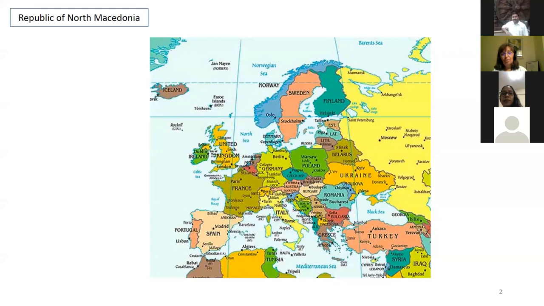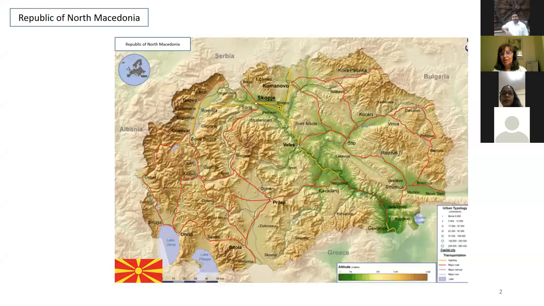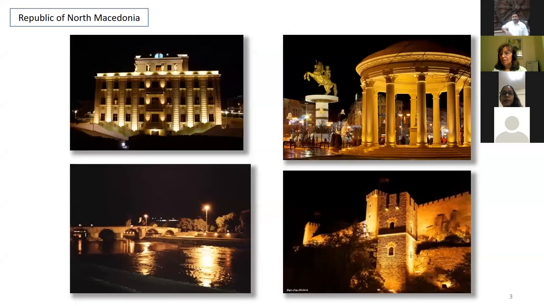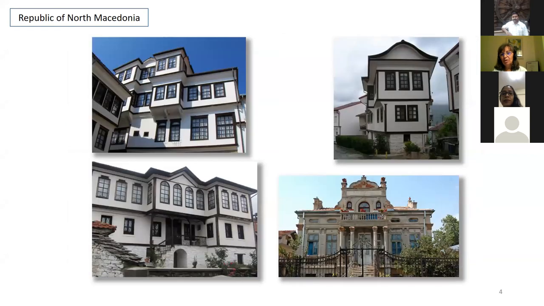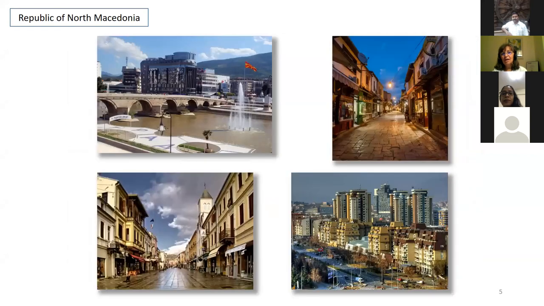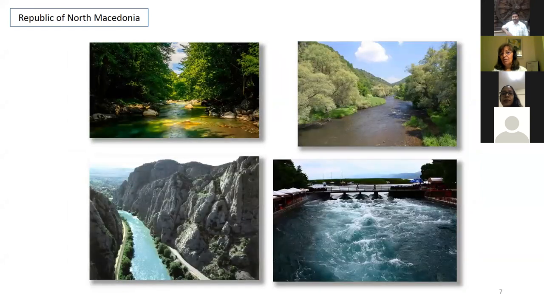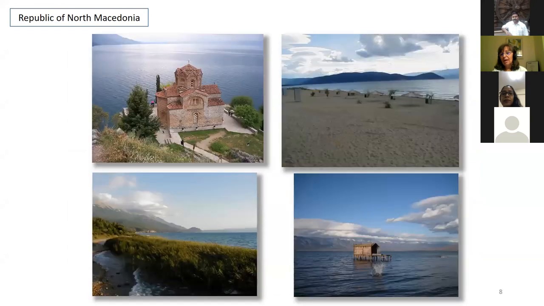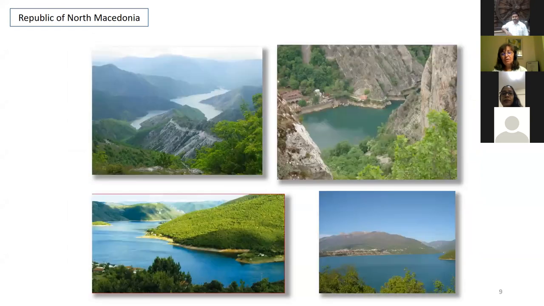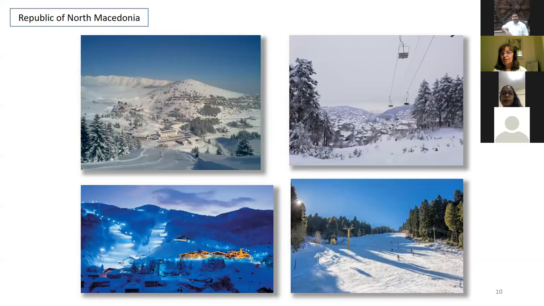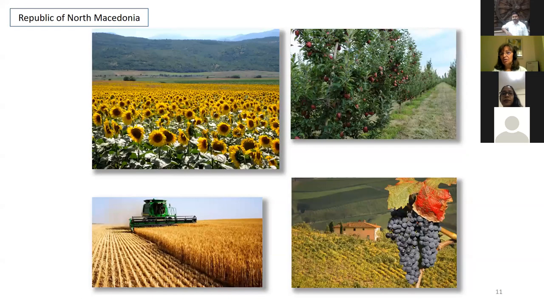I come from the Republic of North Macedonia. It's in the Balkans, and the country is 25,000 square kilometers, inhabited by 2 million inhabitants. The capital is Skopje. Here are some pictures of the capital, of some other nice cities, also some pictures of ancient monuments, rivers, natural surface waters like lakes, then artificial reservoirs and many dams in the country, ski centers, and agricultural land.